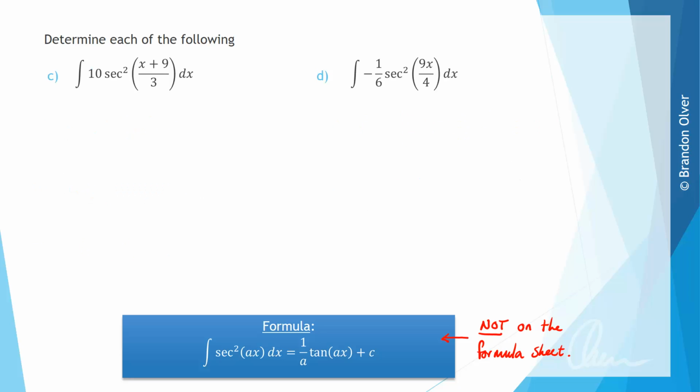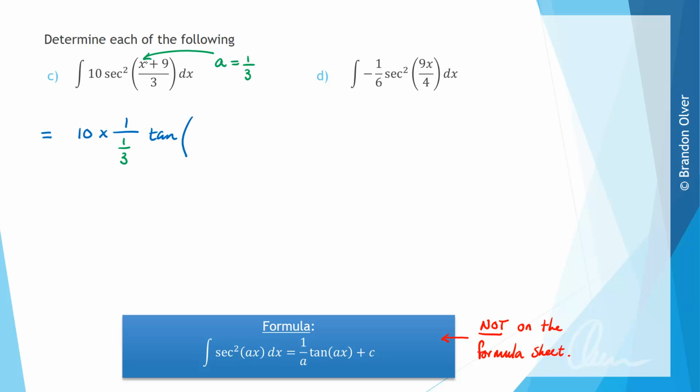So for part C, we're going to integrate 10 sec squared of x plus 9, all divided by 3, dx. And what we're going to do is apply this same formula. So this is going to equal 10 times 1 divided by a. And in this example, the coefficient of x is actually 1/3. So that's our a value. So we're going to have 10 times 1 divided by 1/3 times tan.